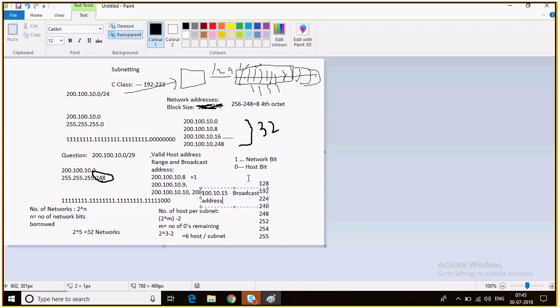So what are the valid host addresses that I have? I'll write them here on the top left hand side. I'll have addresses from 200.100.10.8 as my first address, and what is my last address that I calculated now? 200.100.10.14. So these are the minimum and maximum addresses that I have in this network. The first address is 9, rather.